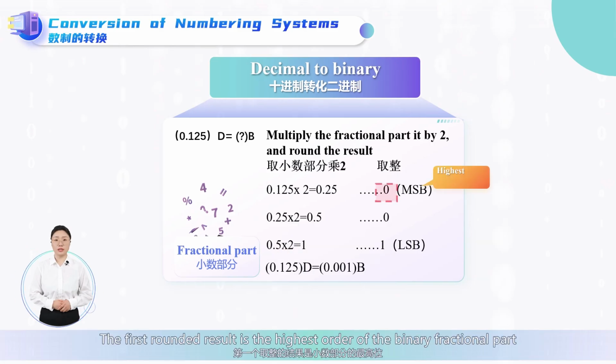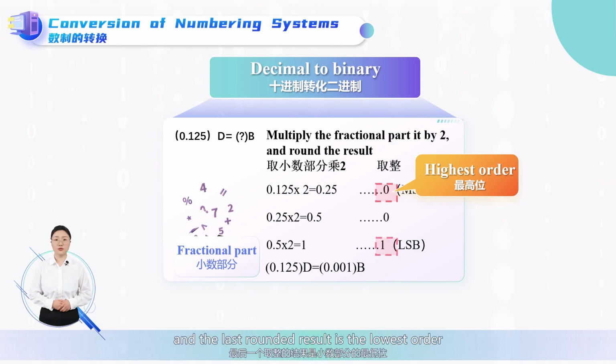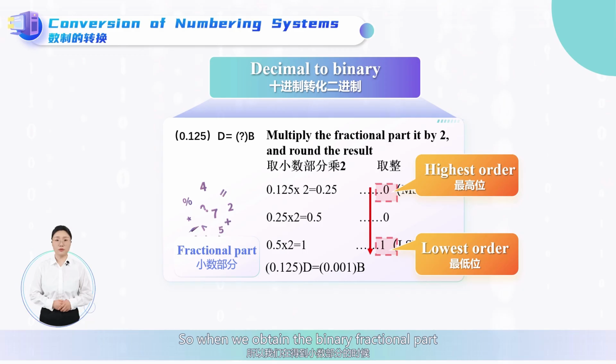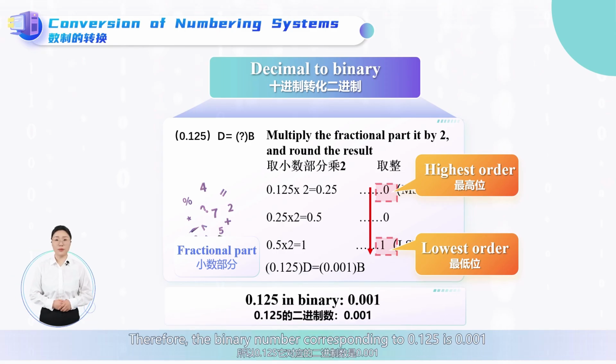The first rounded result is the highest order of the binary fractional part, and the last rounded result is the lowest order. So when we obtain the binary fractional part, we are essentially writing it out from top to bottom. Therefore, the binary number corresponding to 0.125 is 0.001.